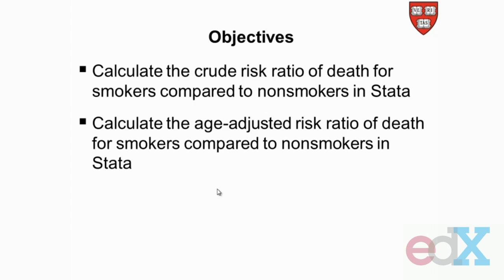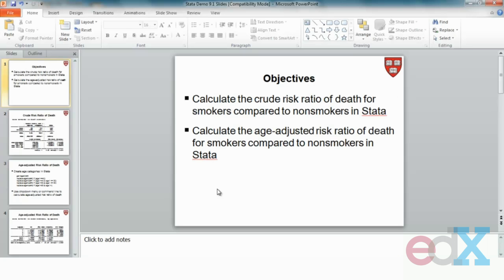So we have two objectives for this week's module. Our first objective is to calculate the crude risk ratio of death for smokers compared to non-smokers in Stata. Our second objective is to calculate the age-adjusted risk ratio of death for smokers compared to non-smokers in Stata. So first, let's just go to Stata and calculate the crude risk ratio of death.